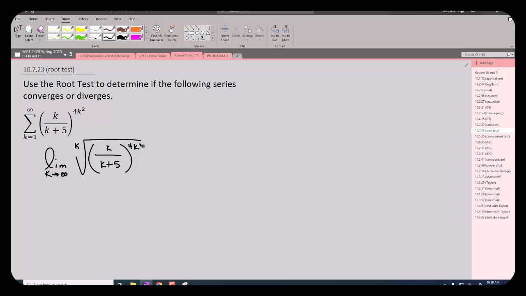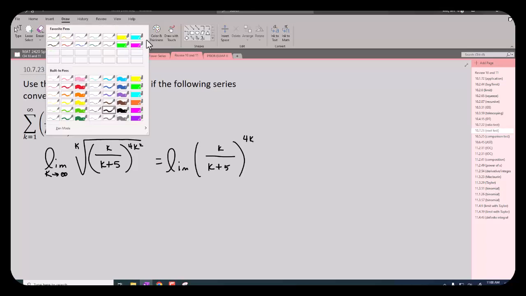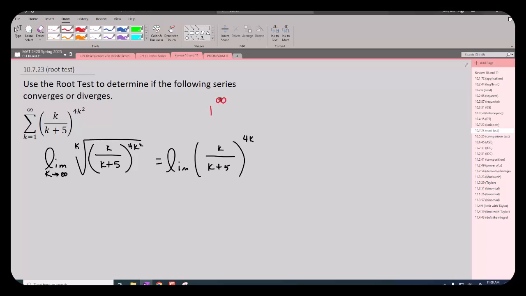So if we take the kth root of that a sub k, we're going to end up with the quantity k over k plus 5 raised to the 4k. 4k squared times 1 over k is just 4k. Now this one, is this one indeterminate? Right? So the base goes to 1, the exponent goes to infinity. So this is an indeterminate form. This one has that 1 to the infinity form. This has that e flavor to it.